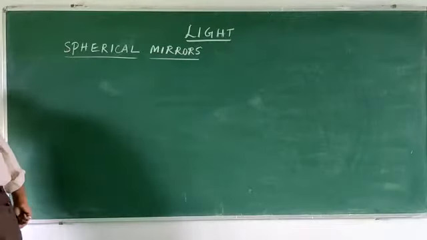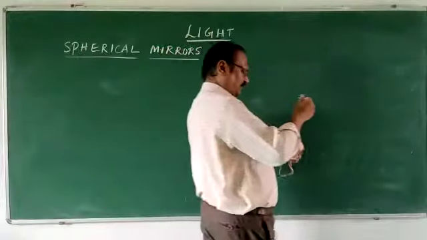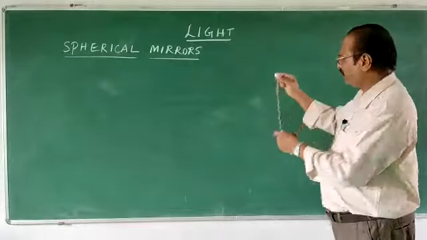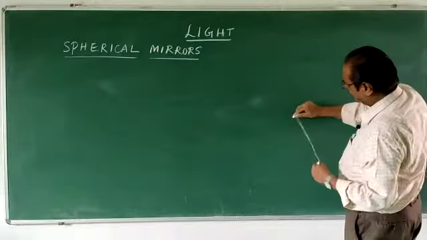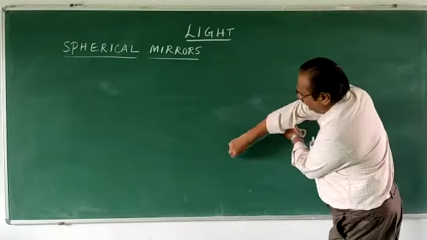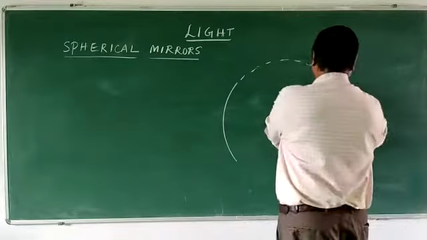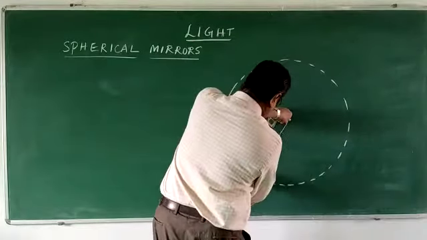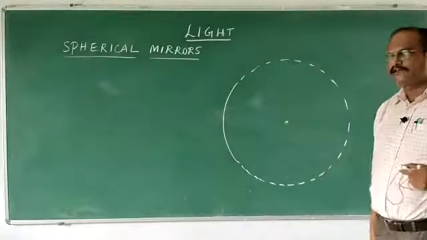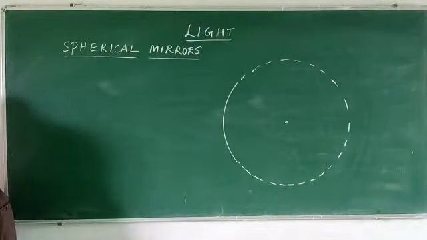Now, let me take the next type of mirror. In this type of mirror, again, a mirror is a part of a sphere. I take this point here, this is the center point, and I draw an arc. If I continue this, it will become a sphere. So it is part of the sphere. I am not considering the whole sphere, I am talking only about part of it.